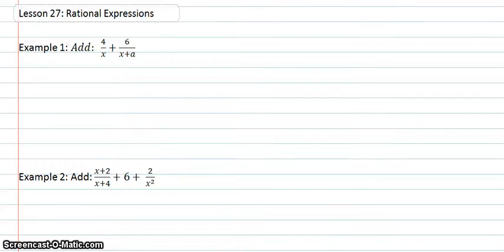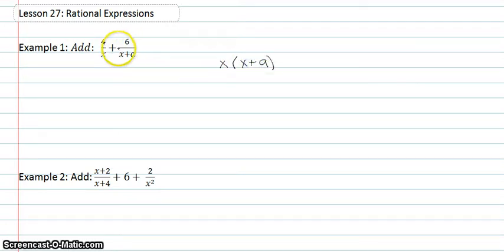In lesson 27, we're looking at rational expressions. Our first example, we're adding 4 over x plus 6 over x plus a. Our first step, as usual when we're adding fractions, is to find a common denominator. This time we have variables in our denominators, but we use the x by itself from the 4 denominator, and then the x plus a from the denominator of the 6.